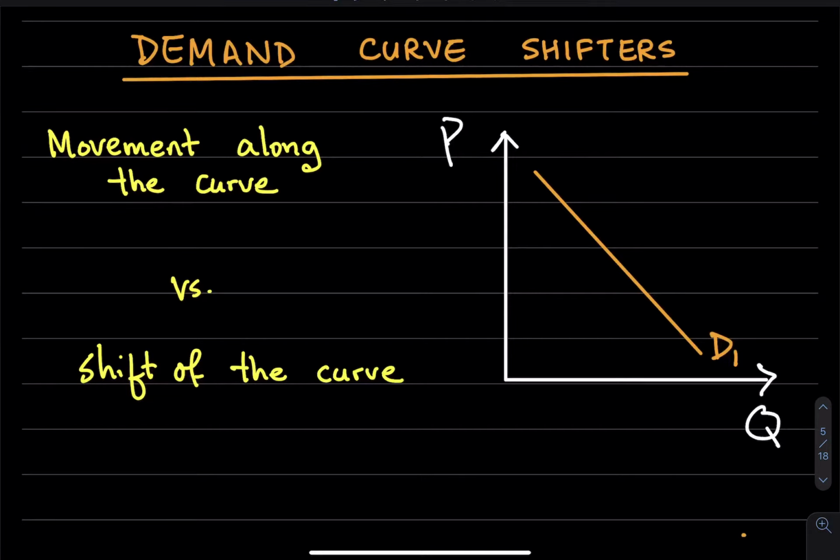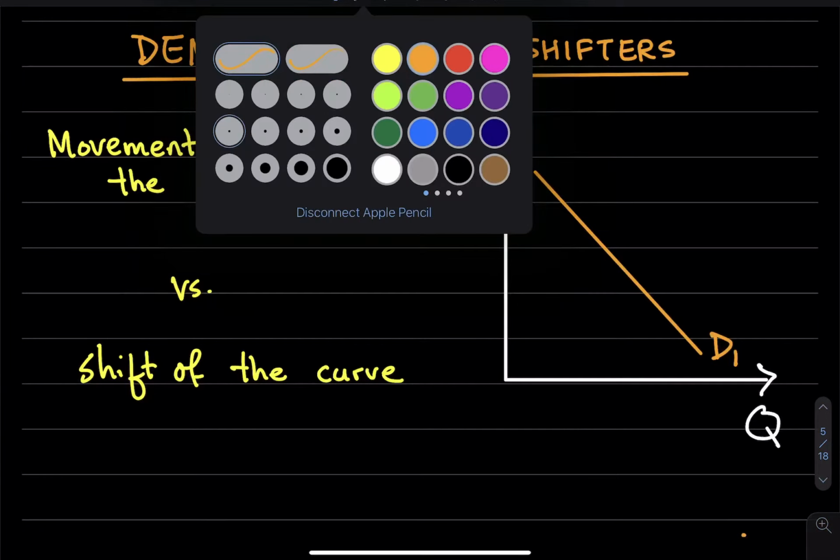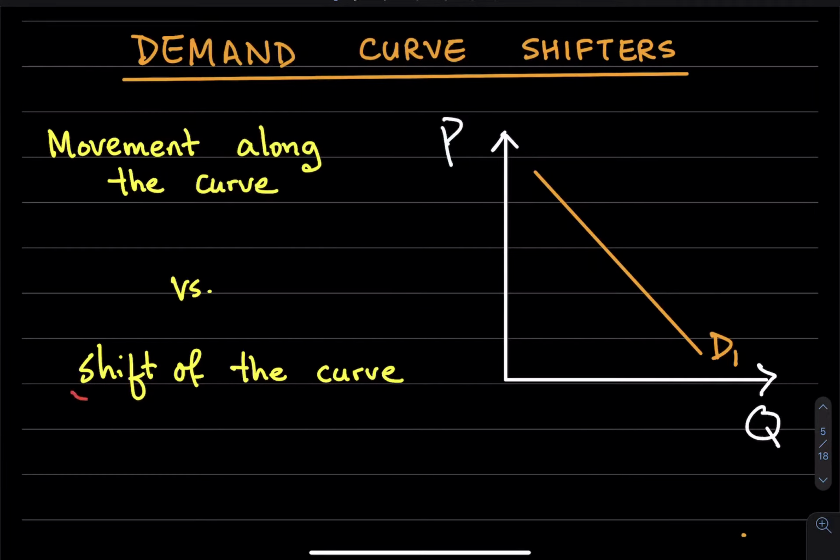In this video, we'll talk about demand curve shifters. Now, when we talked about the demand curve in the previous video, we knew that that demand curve shows how price affects quantity demanded, other things being equal. Now these other things are what cause the demand curve to actually shift, and we'll be talking more about this in this video.